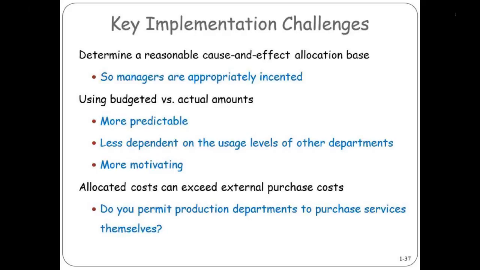So some of the key implementation challenges when doing this is, one, you must have a reasonable cause and effect allocation, otherwise managers will lose their incentives for doing the right thing. Generally speaking, it's better to use budgeted costs from the service departments rather than actual costs. It's more predictable, it's more timely because it happens before the fact, and it's more motivating because the receiving departments know what they're going to be getting.